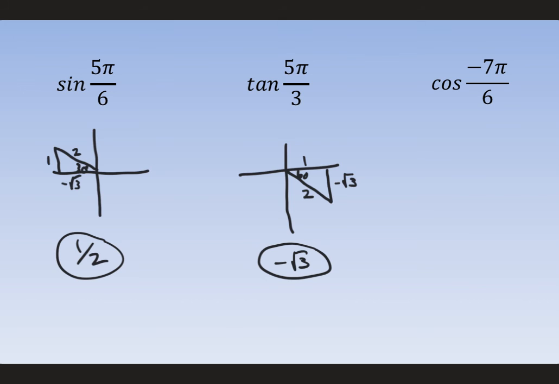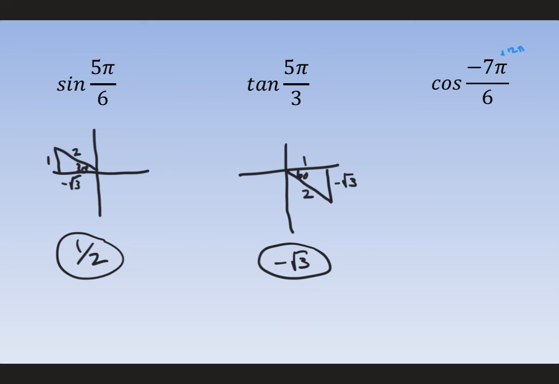All right, now my final one. My final one, I run into a bit of an issue. Negative 7 pi over 6 is not from 0 to 2 pi. It's not within that first chunk. So what I'm going to do is add something to the numerator. I'm going to add double the denominator, so I'm going to add 12 pi to the numerator.